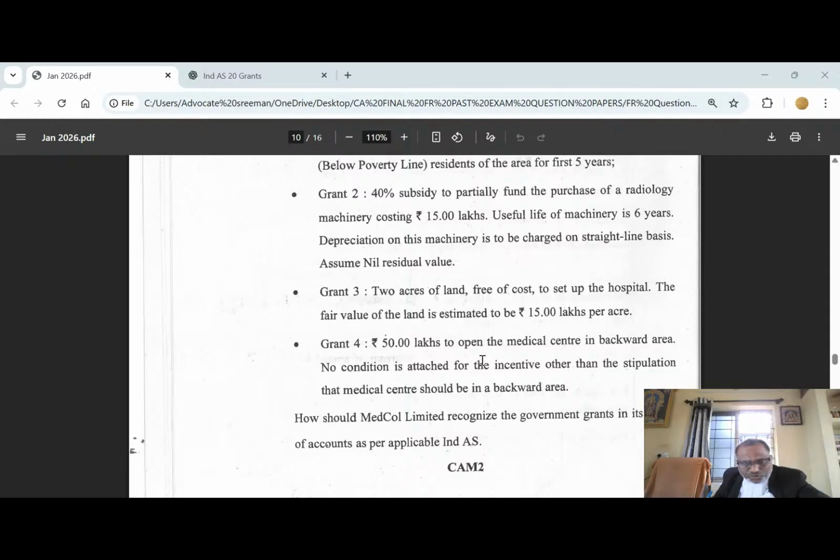Net carrying amount is equal to 15 minus 6, that is equal to 9 lakhs. Depreciation: 9 divided by 6 years, that is equal to 1.5 lakh per year.